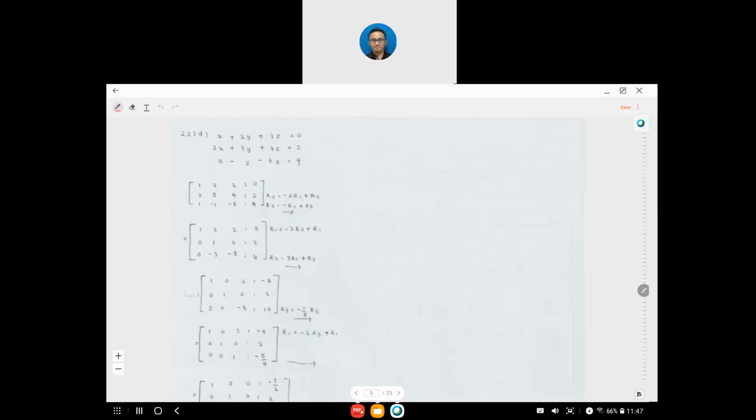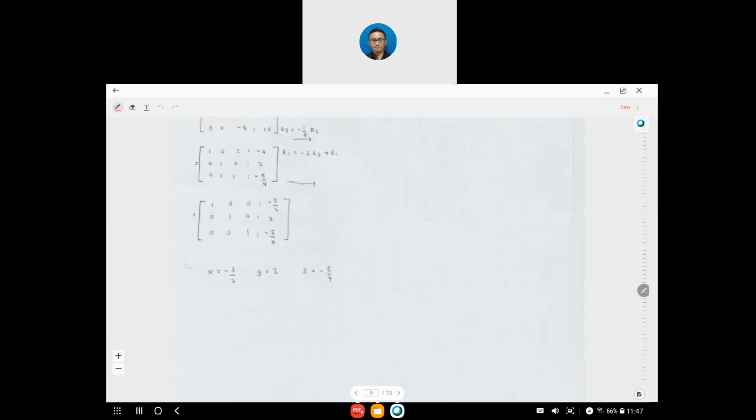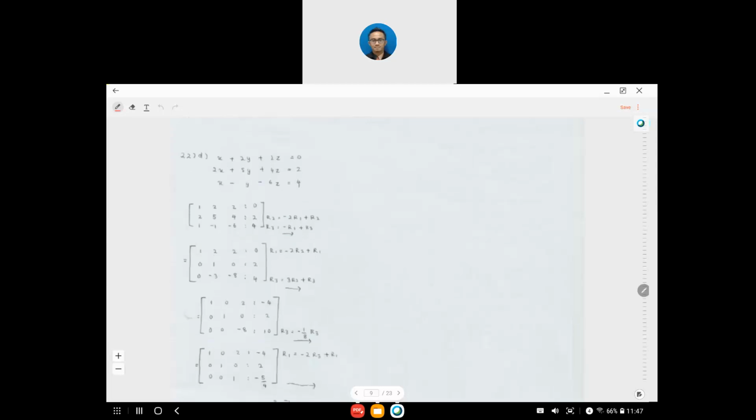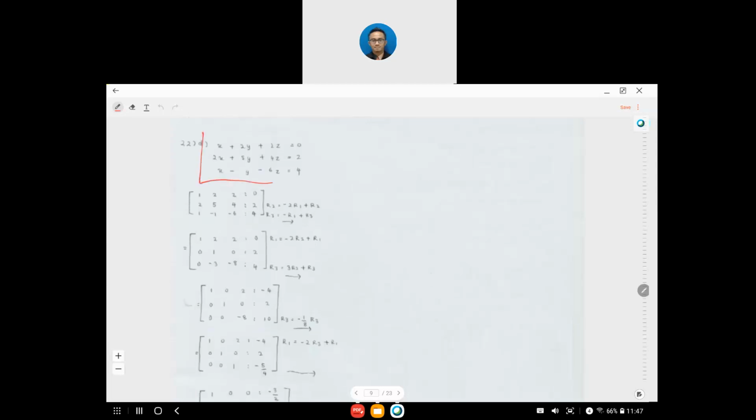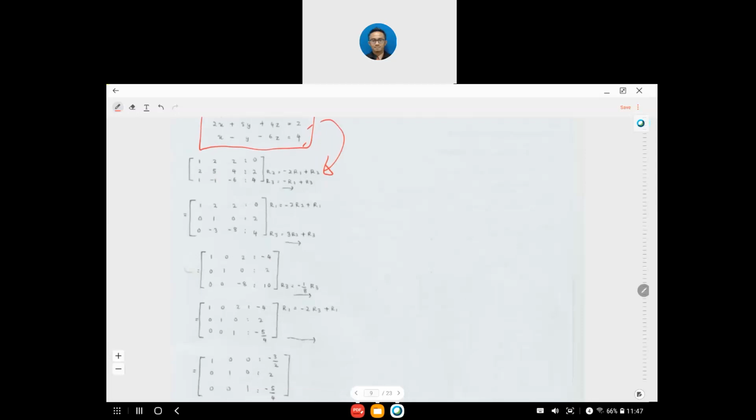D. Okay. Question D also same thing. You have this question. Okay. X plus 2y plus 2z equal to 0. 2x plus 5y plus 4z equal to 2. And then x minus y minus 6z equal to 4. Okay. Change to the augmented matrix. Look. Okay. So and then you produce this one equal to 0. So you will get this.